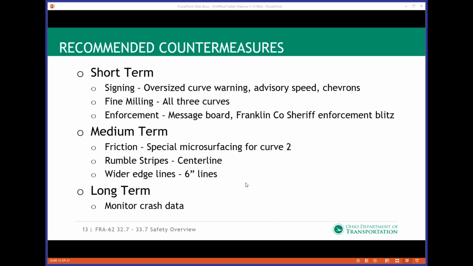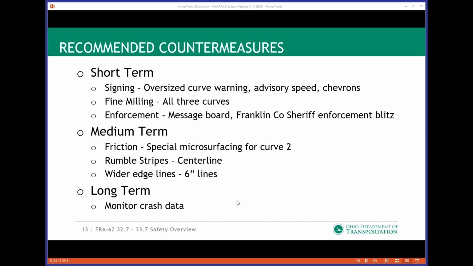So our short-term countermeasures were correcting the signing, changing the advisory speed, chevrons, and oversized signs. We're going to do fine milling for the short term on all 3 of the curves. We were working with Franklin County Sheriff for enforcement. They did a week-long enforcement blitz. There was also a message board put up to the south of this section advising people about safety.